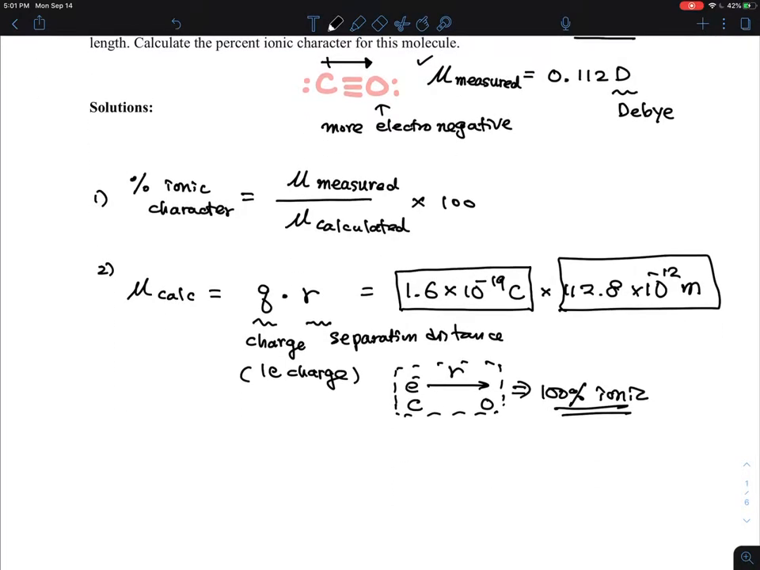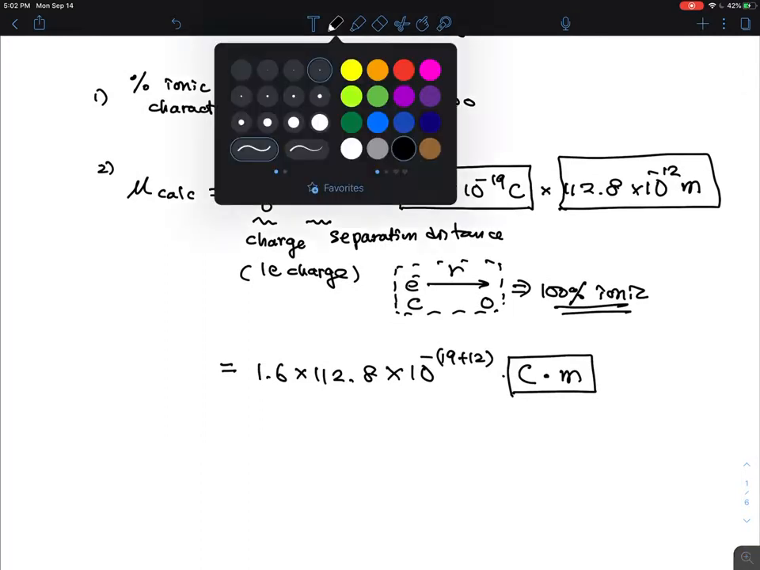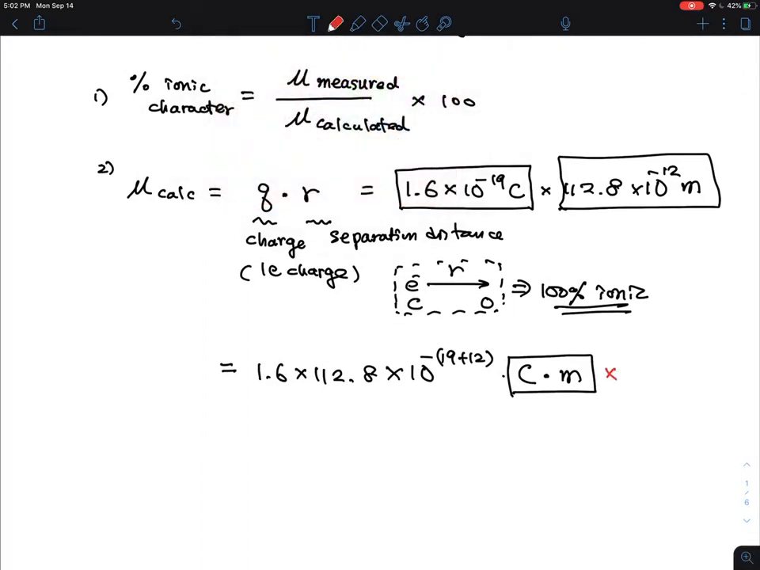Okay, so by doing so, you will have 1.6, 112.8, 10 to the minus 19 plus 12 coulombs. I didn't calculate this one, but I just wanted to emphasize the unit conversion. This one has a unit of coulomb times meter, and then what you need to do is the unit conversion. I want coulomb meter converted into a unit of polarity, which is the Debye.